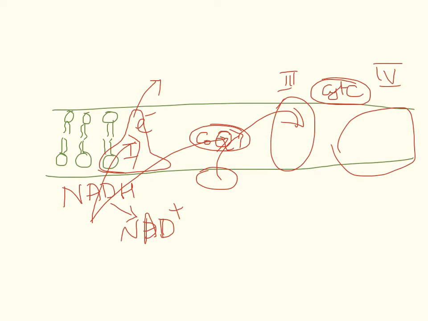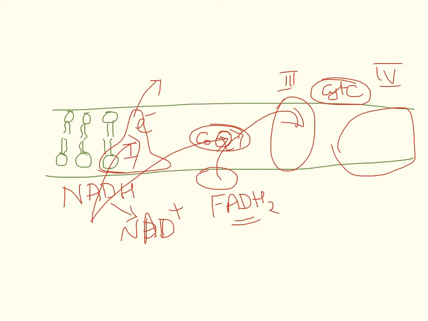Now coenzyme Q will also get FADH2. And this FADH2 is coming from the citric acid cycle. In complex 3, 2 electrons are transferred from the coenzyme Q to a series of iron containing proteins called cytochrome Cs.